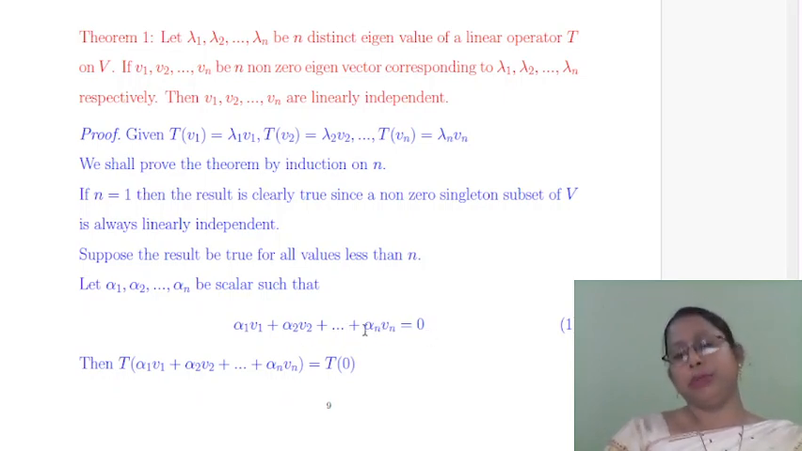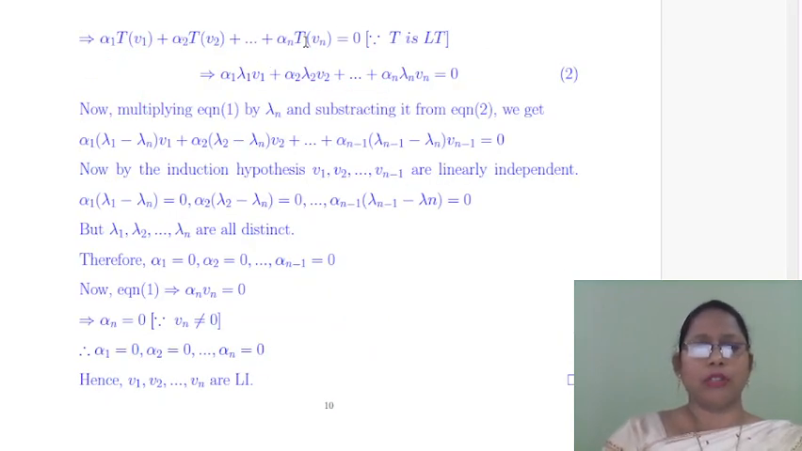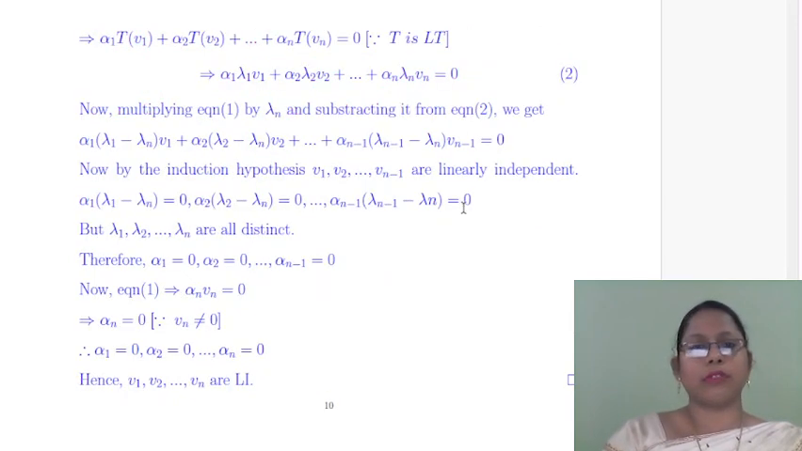Now take the image of this equation on both sides, we will get this one. Using the property of linear operator, we can write this in this form. Then put the value of T of b1, T of b2, T of bn from here. We will get this equation, that is alpha 1 lambda 1 b1 up to alpha n lambda n bn. Call this equation 2. Now multiply equation 1 by lambda n and subtract it from equation 2.